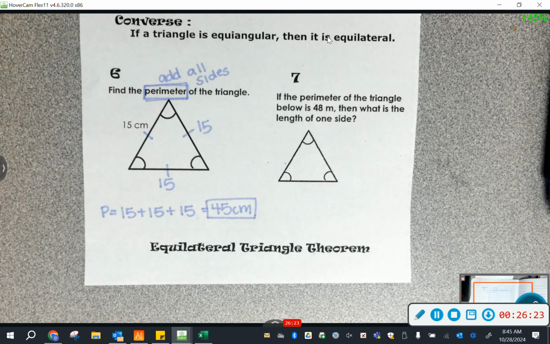I'm going to give you 1 minute. I would like you to do number 7 on your own. Read it quietly and see if you can figure out what to do. This is a test question.